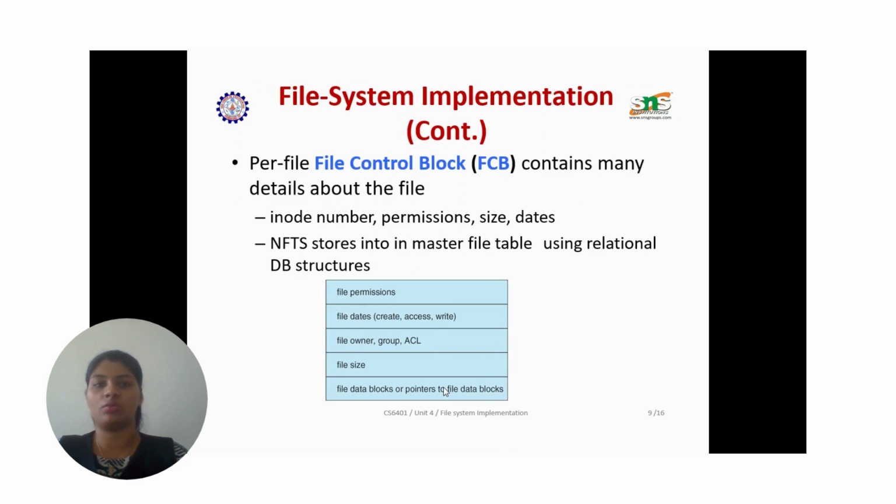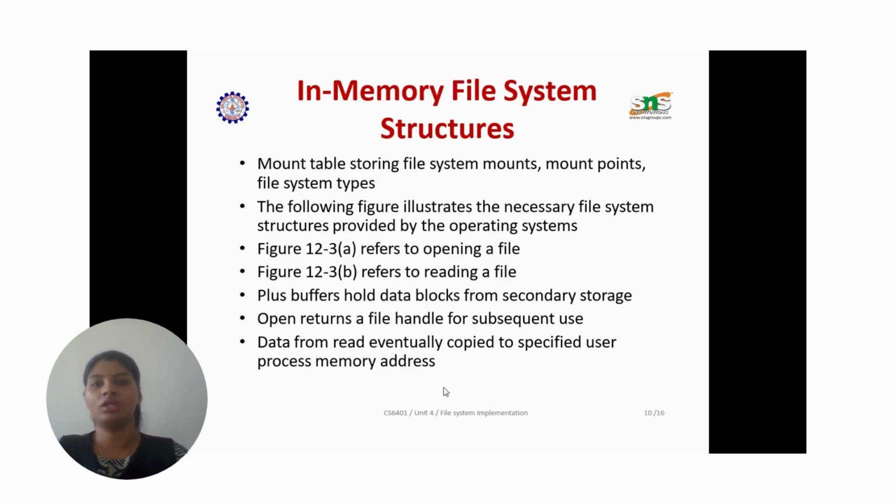Then we have a file control block which contains many details about the file: the inode number, the permissions, the size, dates, etc. NTFS stores this in the master file table using a relational database structure. File permissions, file date, file owner, file size: these are the different data that will be saved in a file control block.